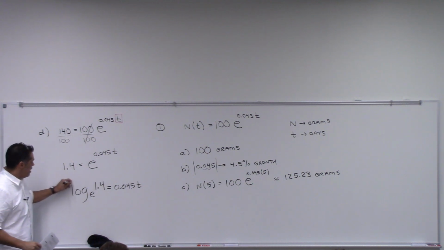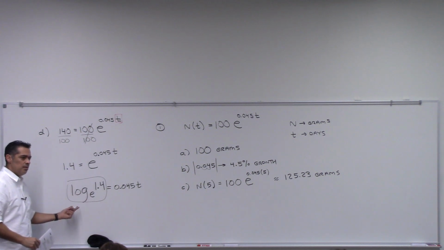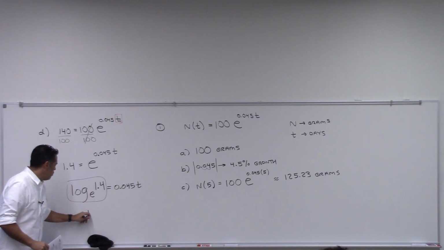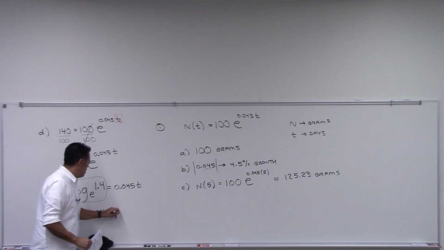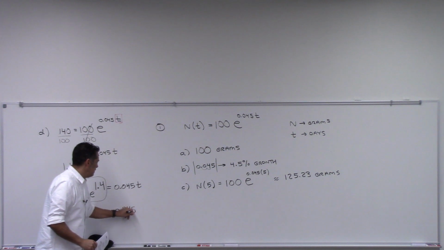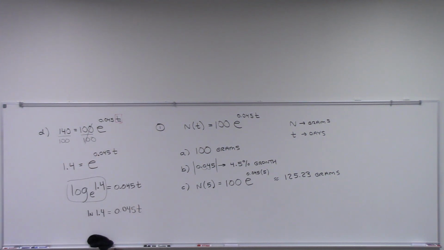However, this right here really means, because our base is e, this really means natural log. So this is the natural log of 1.4 equals 0.045t. Now you do natural log of 1.4 on your calculator.